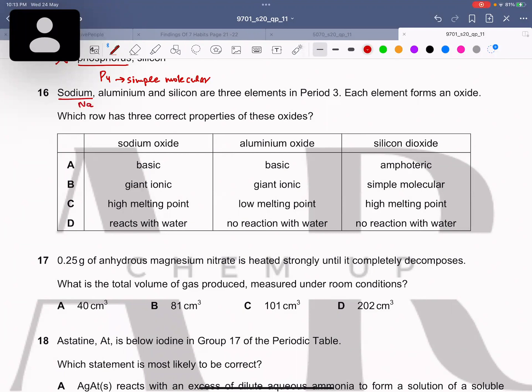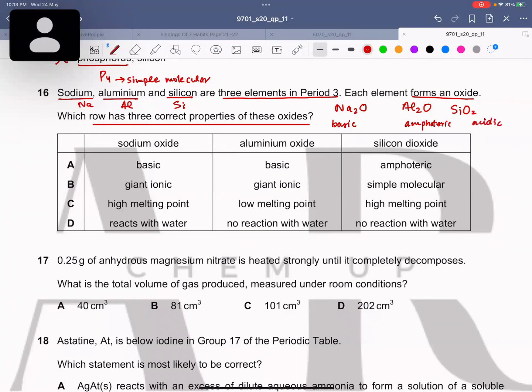Sodium, aluminium, and silicon are three elements in period 3. Each element forms an oxide. Which row has the correct properties of these oxides? Sodium oxide Na2O, aluminium oxide Al2O3, and silicon oxide SiO2. The first one is basic, the second one is amphoteric, and the third one is acidic. Further, the first one is giant ionic, the second one is also giant ionic, and the third one is giant covalent.